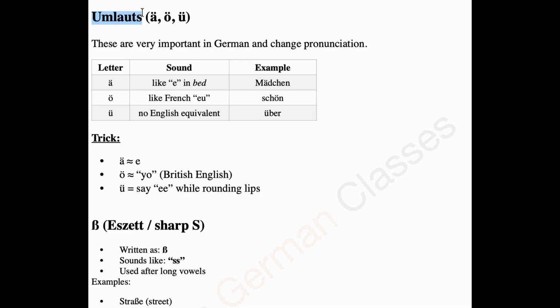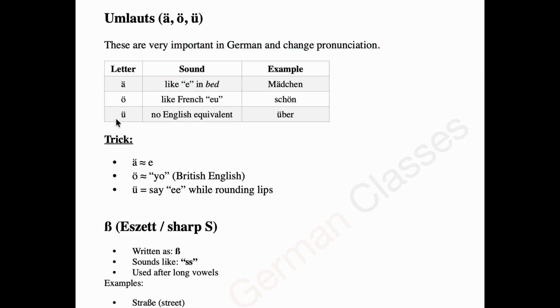Let's move to the umlauts now. Umlaut means two dots. These are very important in German and change pronunciation. As I mentioned earlier, we have only these three letters which have an umlaut on them, and the pronunciation of these letters is completely different. So these are the letters, these are the sounds, and we have the examples. These examples are German words.